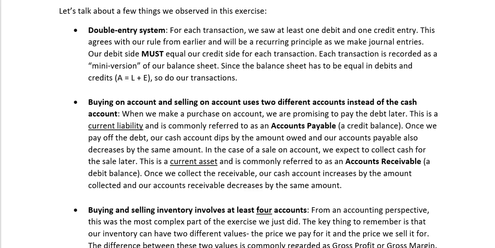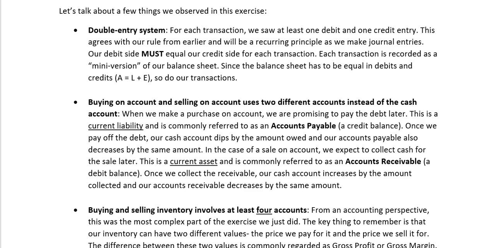Second point here, buying on account and selling on account uses two different accounts as opposed to the cash account. When we make a purchase on account, we are essentially promising to pay the debt later. This is a current liability and is commonly referred to as an account payable, which is a credit balance. Once we pay off the liability, our cash account dips by the amount owed, and our account payable also decreases by the same amount.